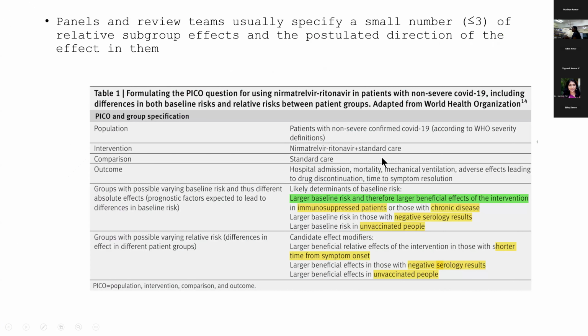So this was an example I had shown last time, how typically guideline members specify a small number of relative subgroup effects prior to their PICO. So we saw how the COVID-19 guidelines, when they were formulating guidelines for non-severe COVID-19, had defined some subgroups. They felt patients who had a larger baseline risk of developing COVID-19, for example, immunosuppressed patients, patients with chronic disease, unvaccinated people, would actually benefit from this intervention. So they had pre-specified this before they had gone ahead with the study. So this is how we should also do.